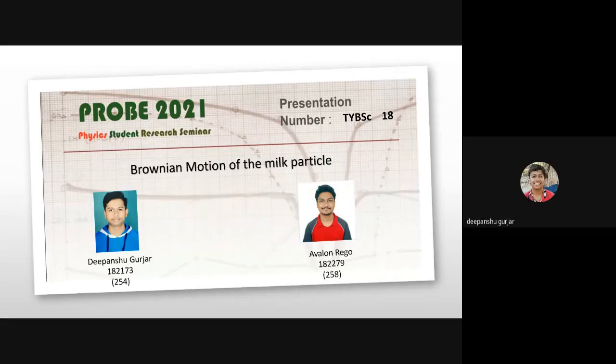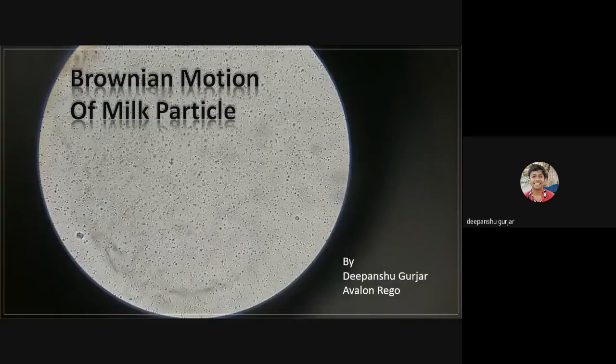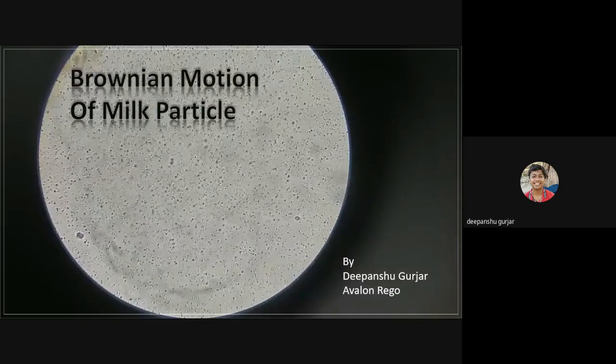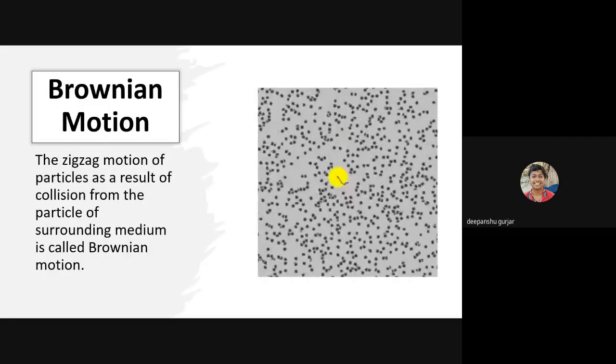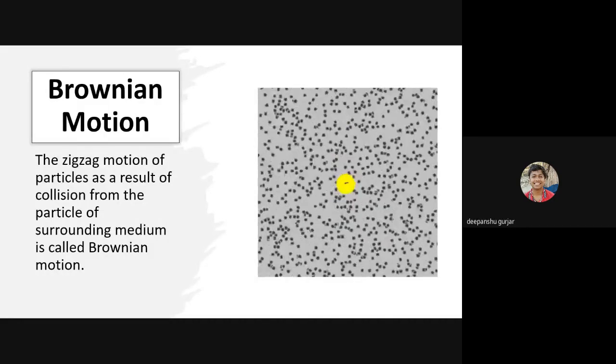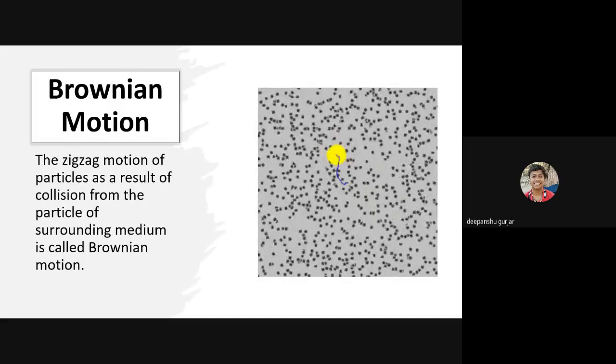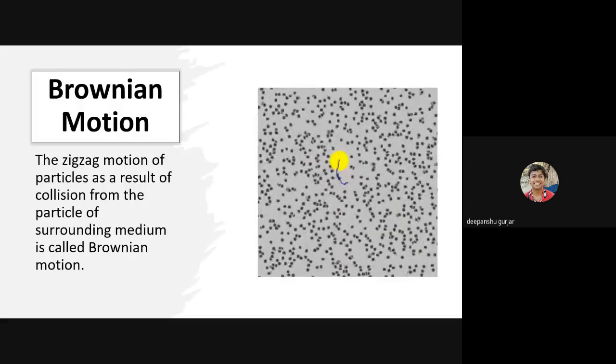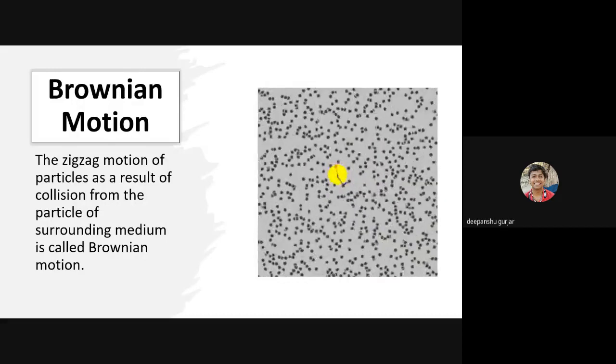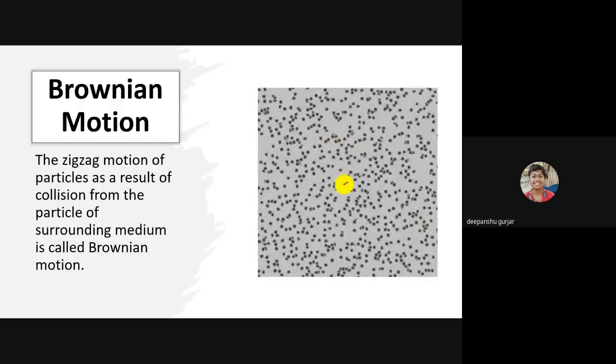Good afternoon, everyone. My name is Dipanshu Gurjar, and my partner is Avlon Regu. Our project is on the Brownian motion of milk particles. Basically, Brownian motion is the zigzag random motion of particles, which comes out as a result of the bombardment from the surrounding particles of the medium. So let's quickly go to the theory part.